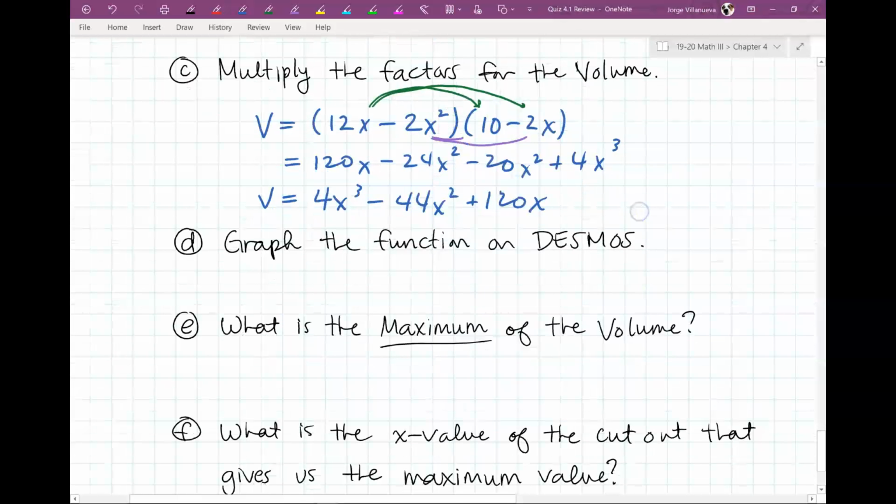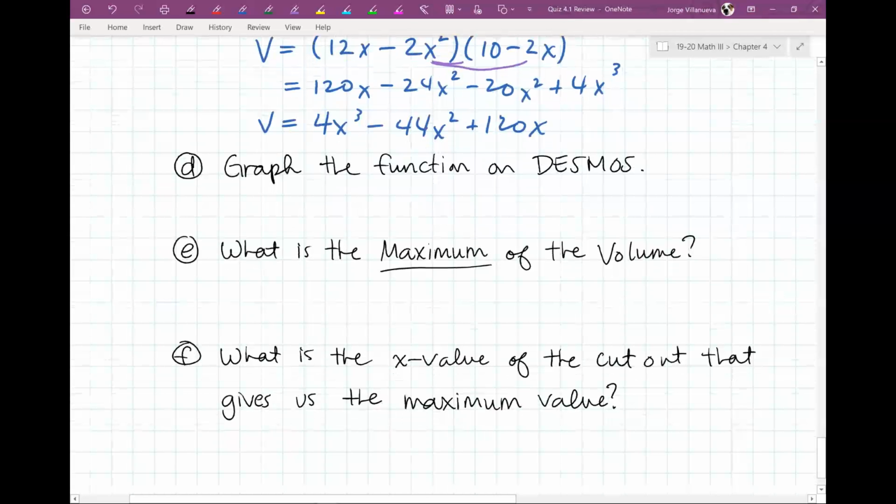Next part: graph the function on Desmos. That means you guys better have your computers. I'm not going to let you use your phones on the test. So make sure you bring your computers. Everybody bring yours, because I'm not sure which group you're going to be in yet. You're going to type this out on Desmos and it's going to give you a picture. So let me see.